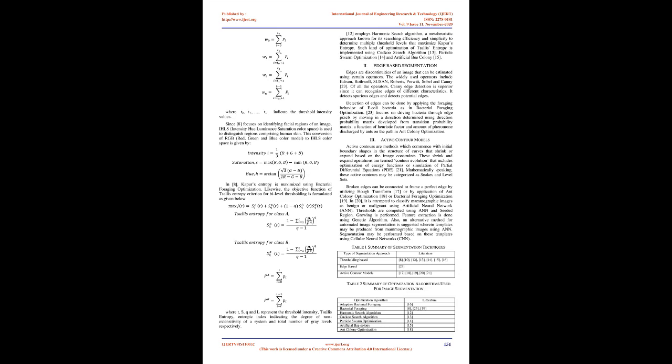2. Edge-based segmentation. Edges are discontinuities of an image that can be estimated using certain operators. The widely used operators include Edison, Rothwell, Susan, Roberts, Prewitt, Sobel, and Canny 23. Of all the operators, Canny edge detection is superior since it can recognize edges of different characteristics. It detects spurious edges and detects potential edges. Detection of edges can be done by applying the foraging behavior of E. coli bacteria as in bacterial foraging optimization.